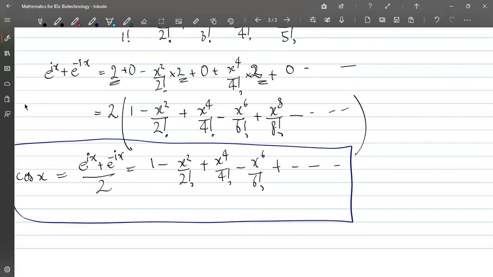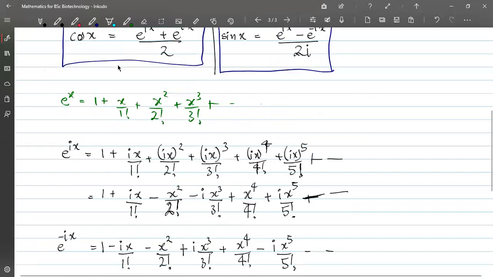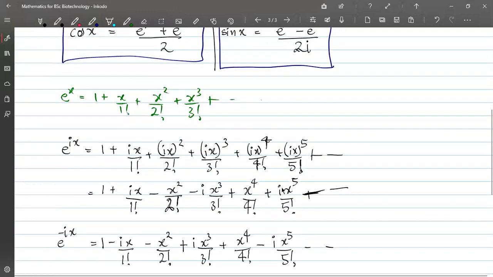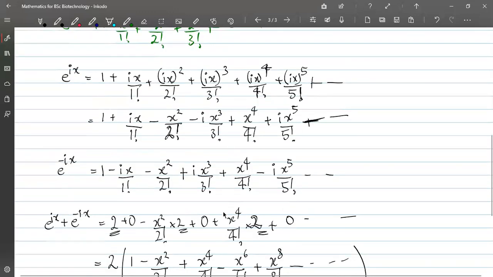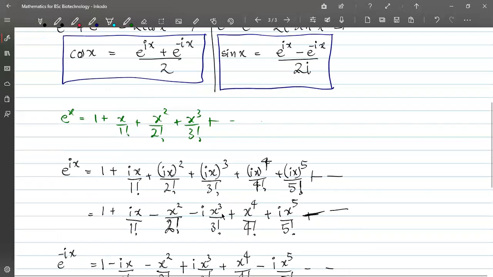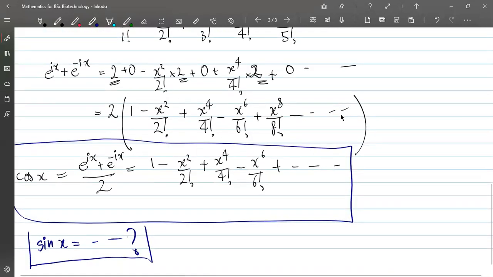So I'll stop now. For the next time, please find the series for sin x. Find the corresponding series expansion for sin x in a similar way by using this definition. So you already have most of the work done here, because e to the ix and e to the minus ix is there. So you just need to subtract them and carefully cancel out the terms and write the remaining terms. So you'll get a series for sin x. Okay, we'll stop for now. Do you have any questions?